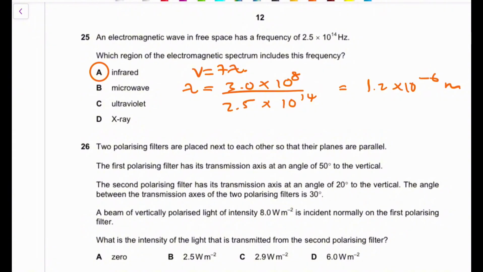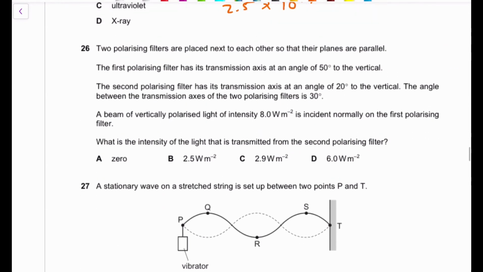As you can see the range of infrared over there. It could only be infrared that is with a wavelength of 1.2 times 10 to the power of -6. Okay, very important. Moving to question 26.